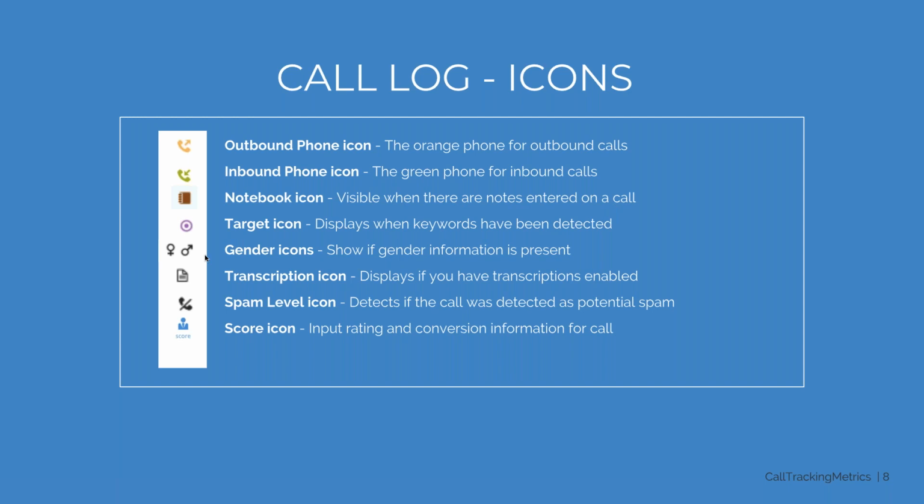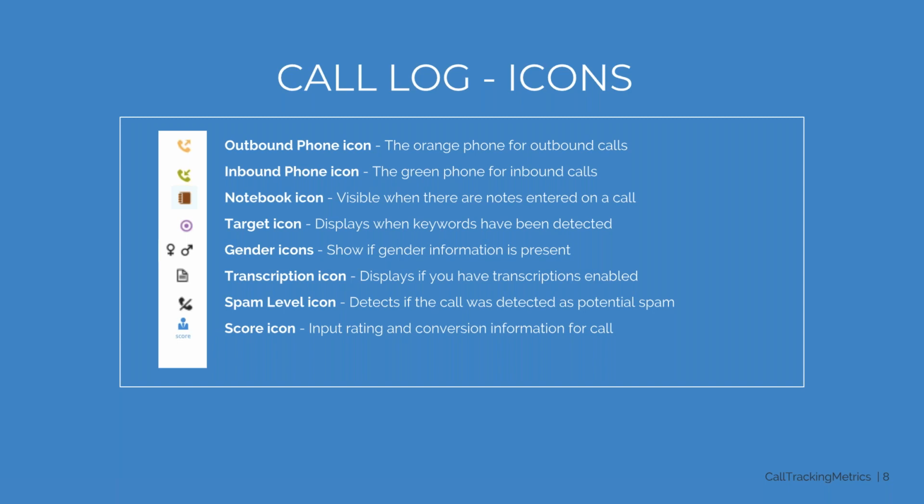be covering today. We have gender icons, which show if we have gender information present about the caller. We have the transcript icon, which will display if you have transcripts enabled and we have transcribed the call. The phone with the little slash through it is a spam level icon. So this will appear if we detect that the call is potentially a spam call. And then we have our little blue man score icon, and this is where we can input a rating and conversion for the call.